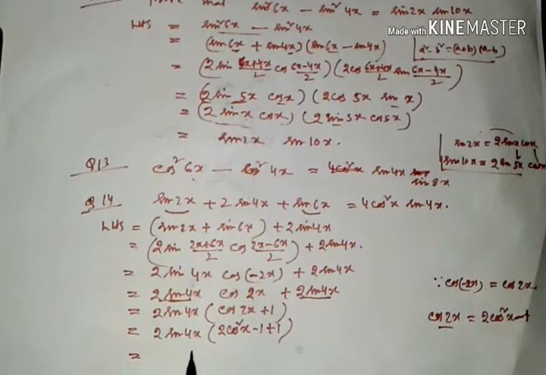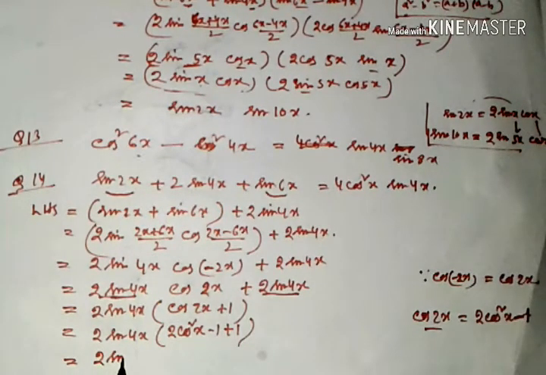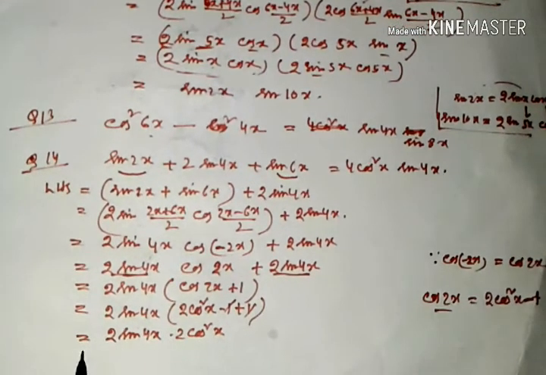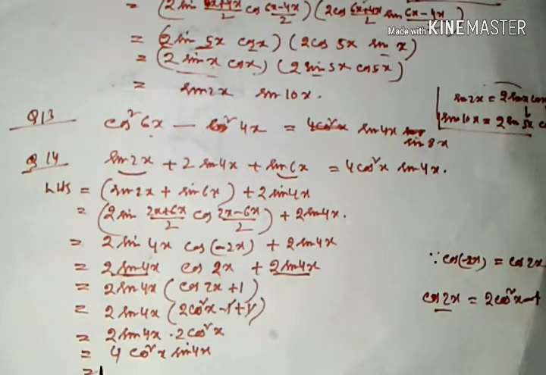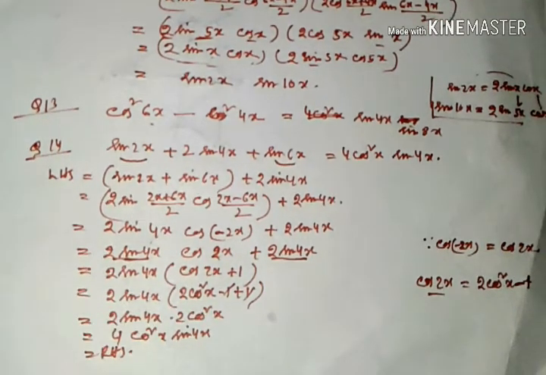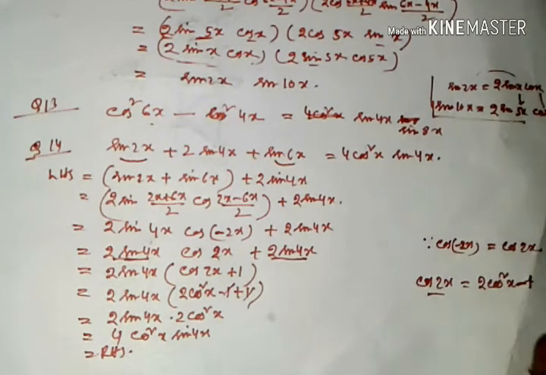From this, 2 sin 4x, minus 1 plus 1 cancel, and we get 2 cos square x and sin 4x, which is the RHS. Therefore it is the proof of question number 14.